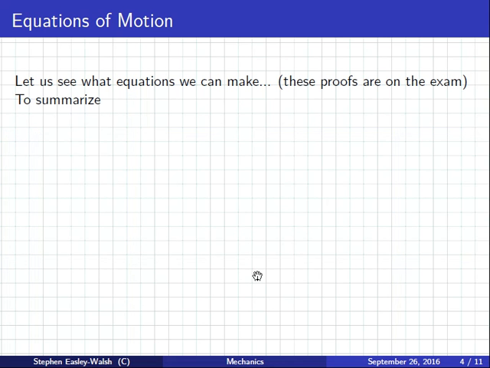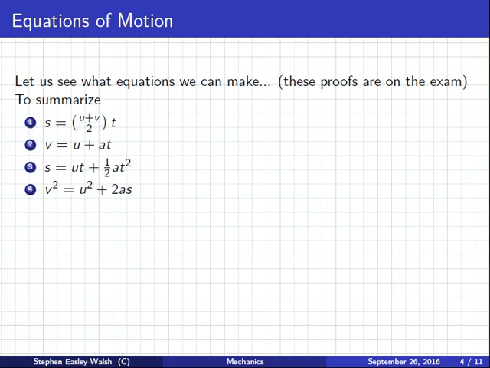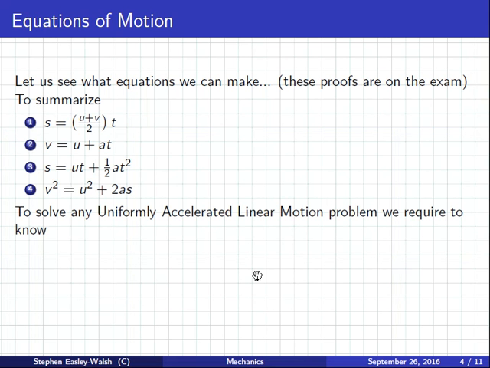So to summarize, we have S equals (U plus V) over 2 times T, V equals U plus AT, S equals UT plus half AT squared, and V squared equals U squared plus 2AS. To solve any of these, we need to know at least 3 of the UVATS. So for example, if you know U, V, A, then you can get T and S. You need to have at least 3.